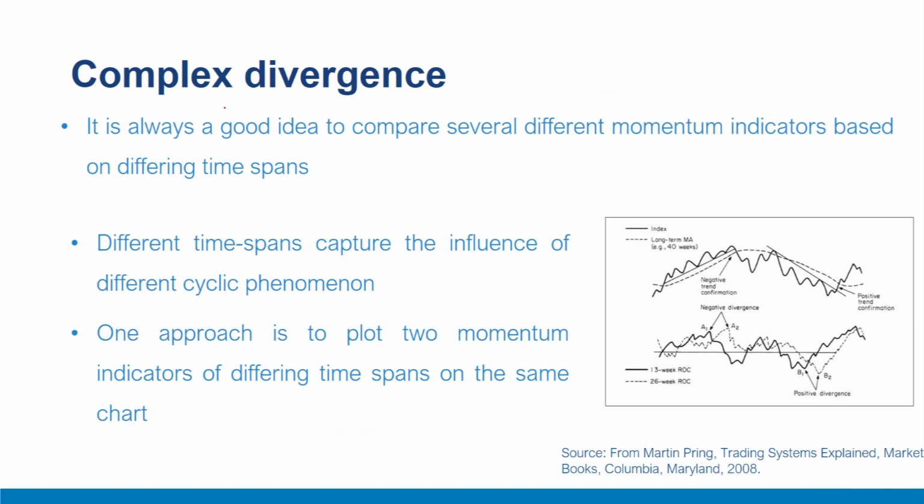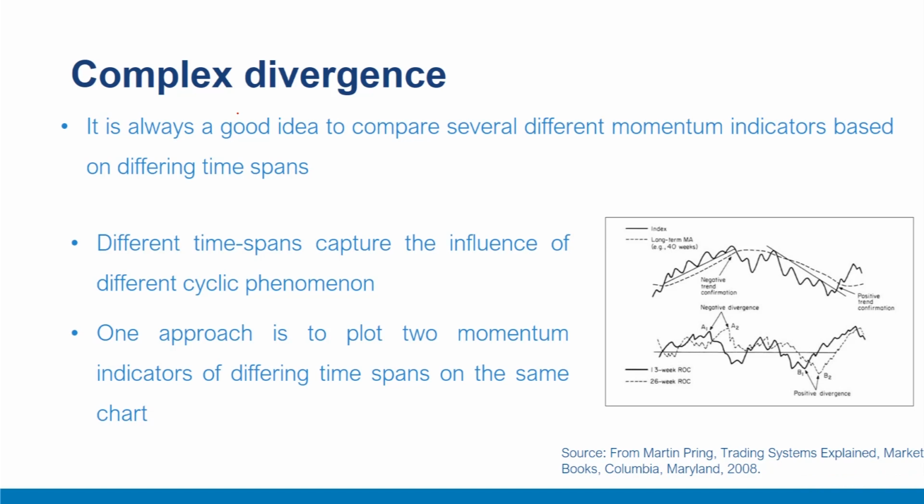With respect to complex divergences, it is widely recognized that price movements are simultaneously influenced by several cyclical phenomena. Because a single momentum indicator can monitor only one of these cycles, it is always a good idea to compare several different momentum indicators based on different time spans. One approach is to plot two momentum indicators of different time spans on the same chart, as we can see in the figure here.